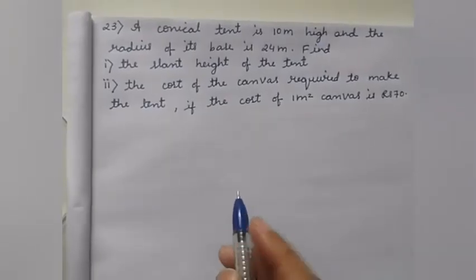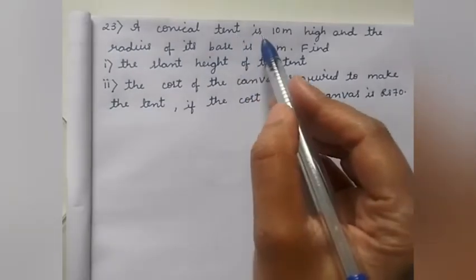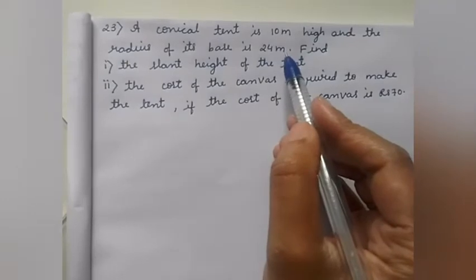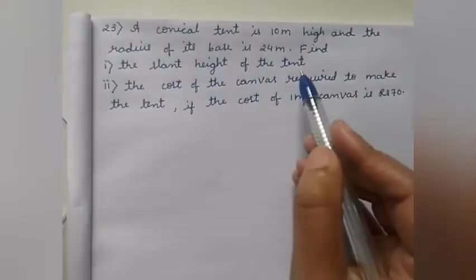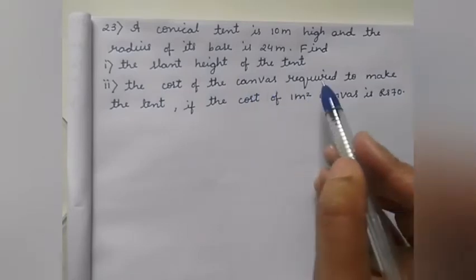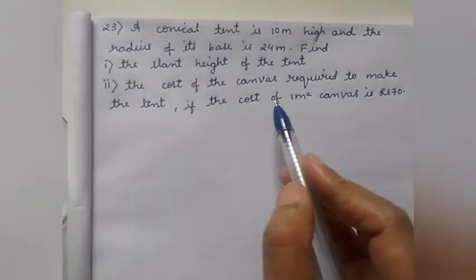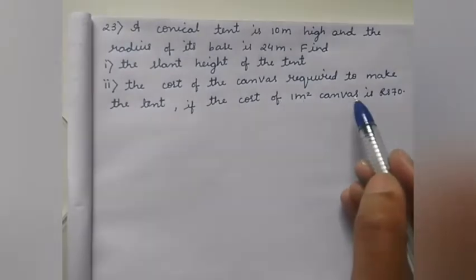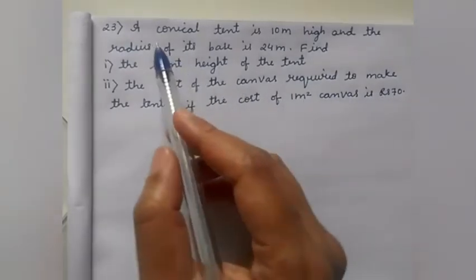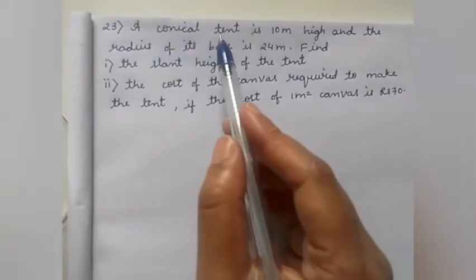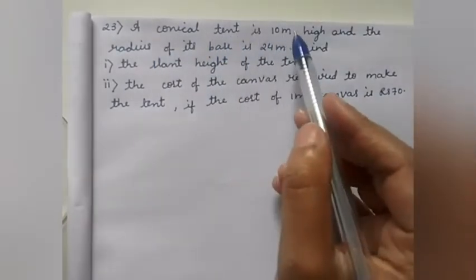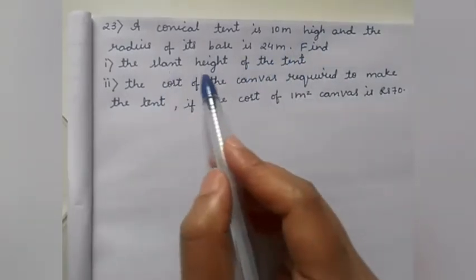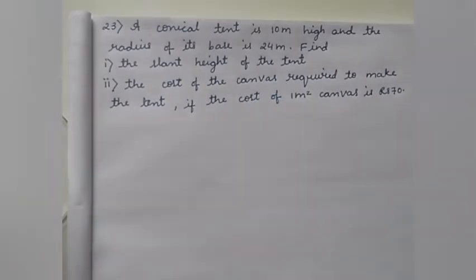Now question 23. Given, a conical tent is 10 meter high and the radius of its base is 24 meter. Find the slant height of the tent, and the cost of the canvas required to make the tent if the cost of 1 meter square canvas is rupees 70. So here there is a tent in the shape of a cone, the height is 10 meter and the radius is 24 meter. We are asked to find the slant height of the tent.